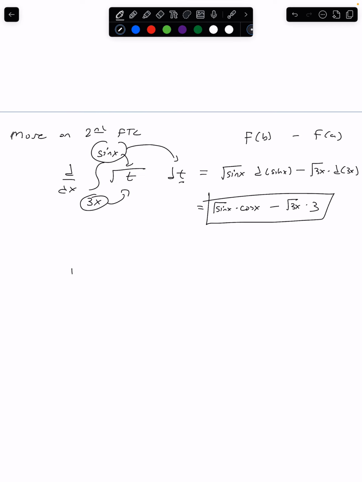Now, typically, we would have something more like this: the integral from 3 to sine of x of root t dt. Same thing, I will get the square root of sine of x times the cosine of x, just like we did above. But when I do that f of 3, well, remember, that's taking the antiderivative. That's my first FTC. The second FTC says take the derivative of that, and that just becomes 0. So this constant just becomes 0, so we don't have to worry about it. So we're just left with that.